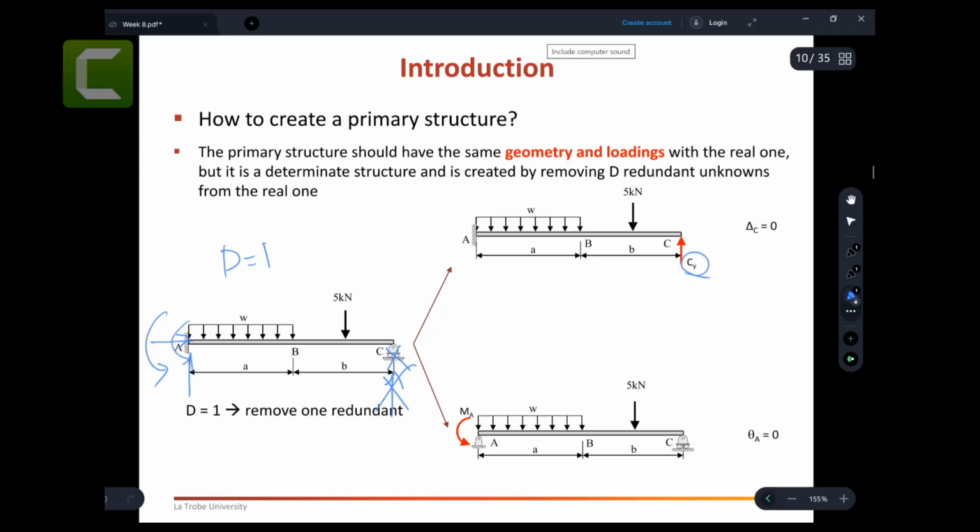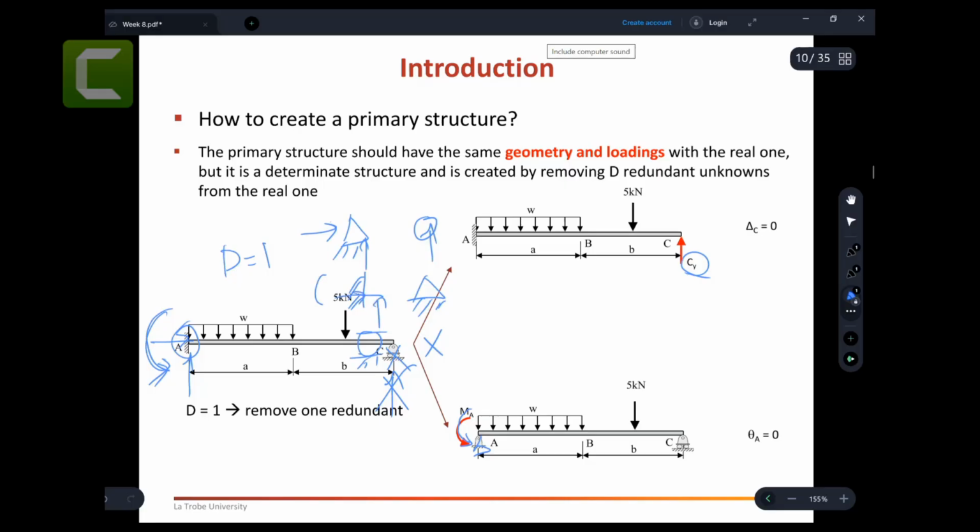Or you can make this fixed support a pin support, because when you make it a pin support, this reaction force becomes your redundant moment, right? So you can make the pin support become a roller support. Make sure that it is a stable structure. The fixed support can become the pin support, and the roller support you can remove completely, right? Because you have 2 reaction forces here, it becomes 1 reaction.